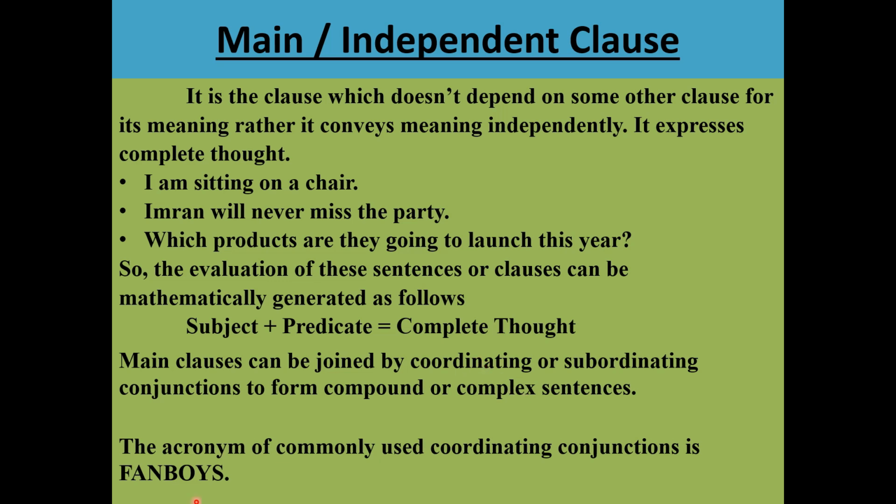For coordinating conjunctions we need to remember this acronym, that is FANBOYS. If we remember this, I think your confusion will go away. F for, A for and, N for nor, B for but, O for or, Y for yet, and S for so. For, and, nor, but, or, yet, so. Now it would be clear to you that independent clauses are those which can begin without any conjunction, but if there is a second independent clause, it has to begin with a coordinating conjunction.